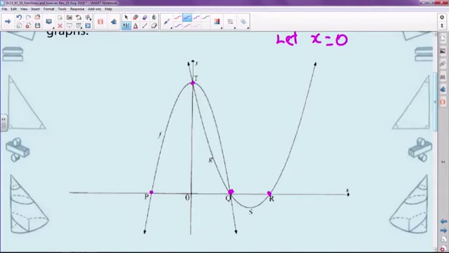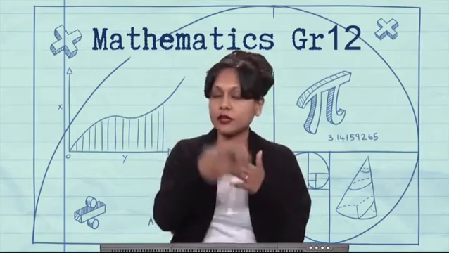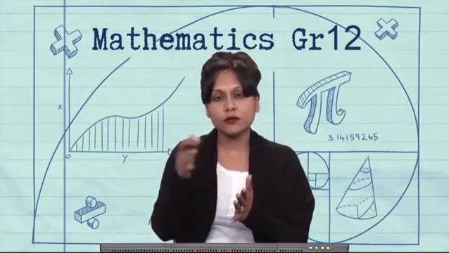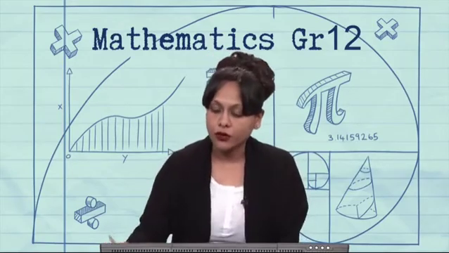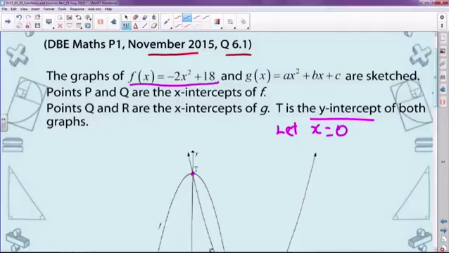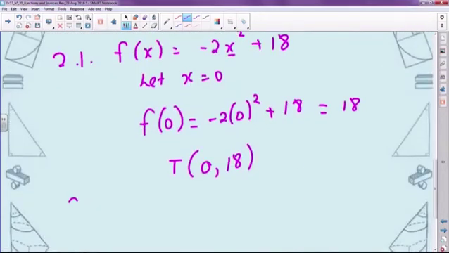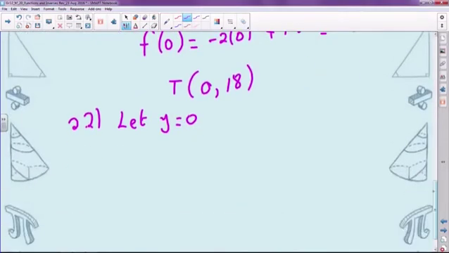How do you find x-intercept? You use the concept that you've learned and you've been practicing for years now. In order to find your x-intercept, you let the y value or your function value be 0. So because it's an x-intercept on both graphs, I can use the equation I've been given, which is that of f of x. And for 2.2, we're going to say let y equal 0 because now we're looking for the x-intercepts. So I'll get minus 2x squared plus 18 is equal to 0 if I let y equal 0 in f of x. And then solve for x.